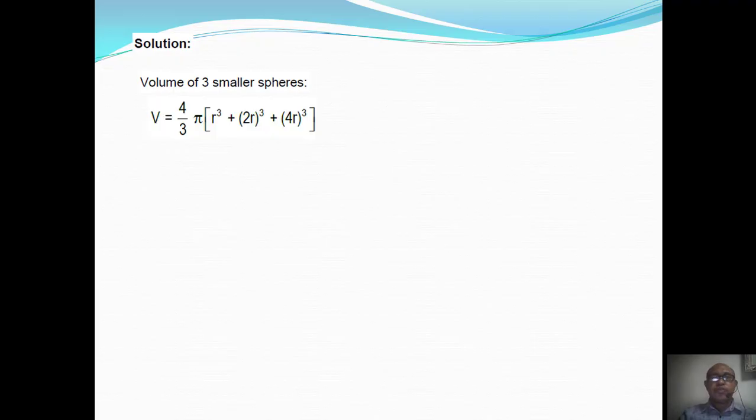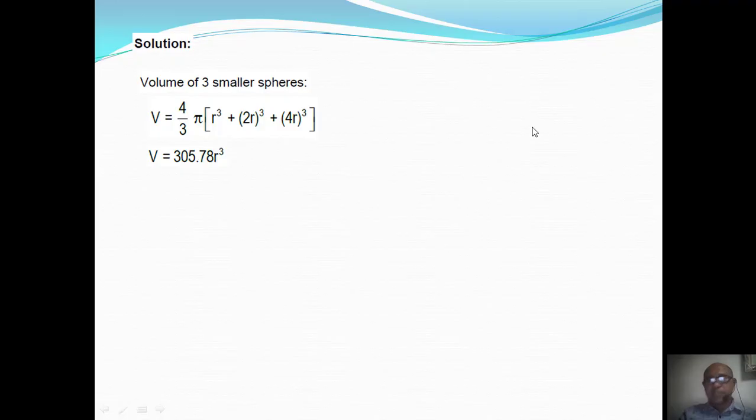Okay, so for our solution, simply, the volume of the three spheres is obtained by adding the volume of each. So we have 4/3 pi. For the first, we have r cubed. For the second, we have (2r) cubed. And for the third, we have (4r) cubed. So if you compute, this is 305.78 r cubed, in terms of the small radius r.